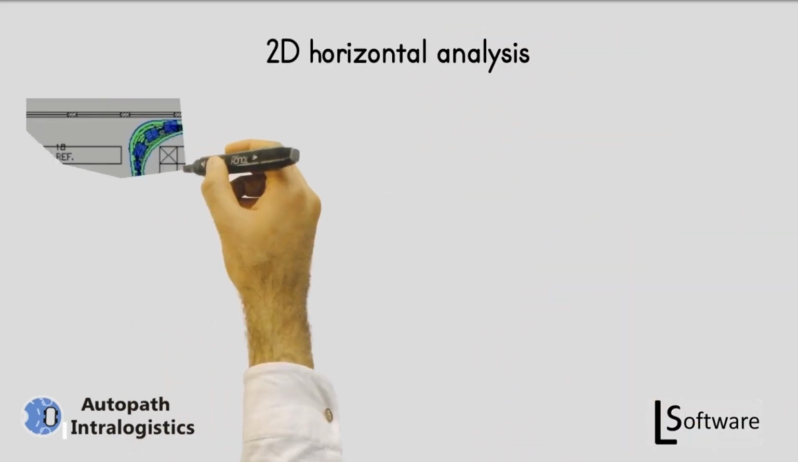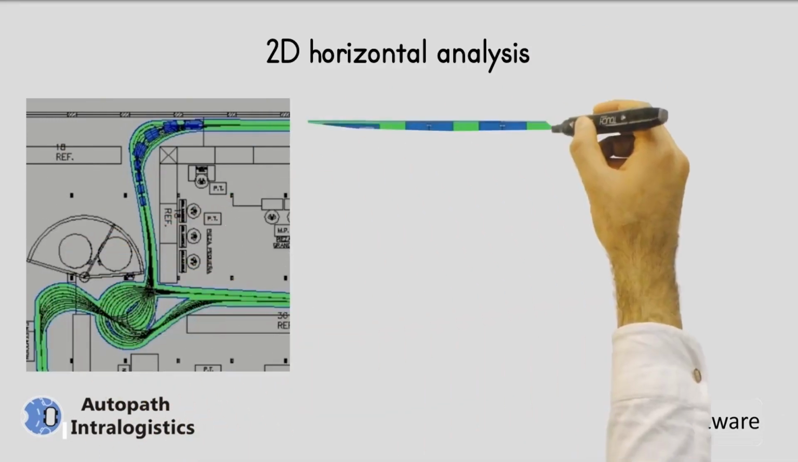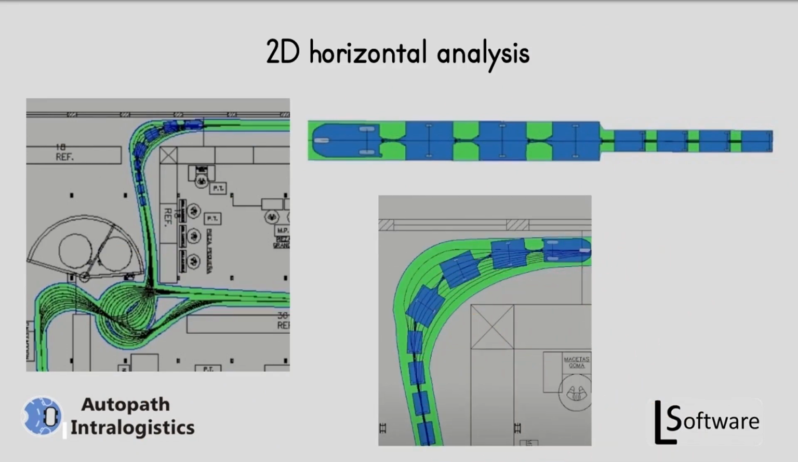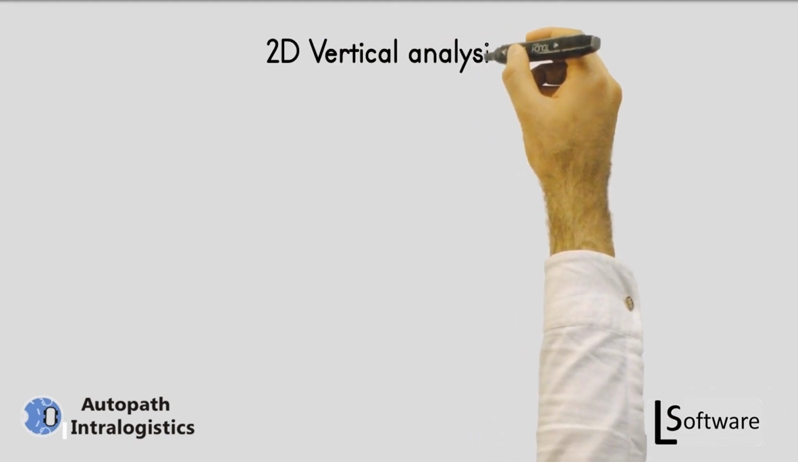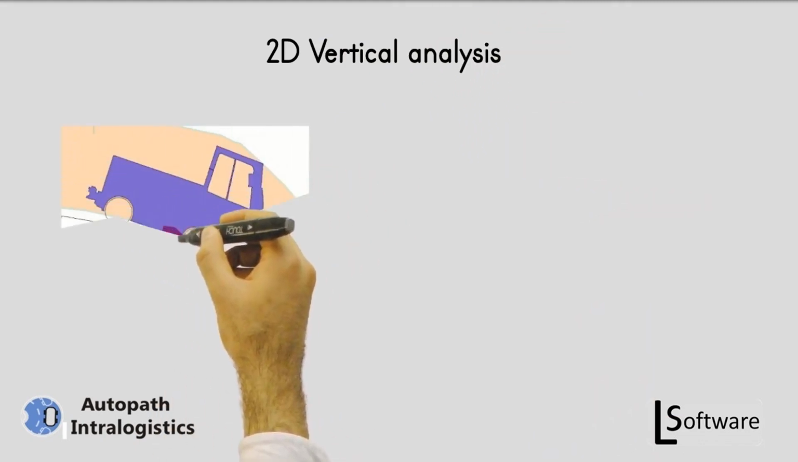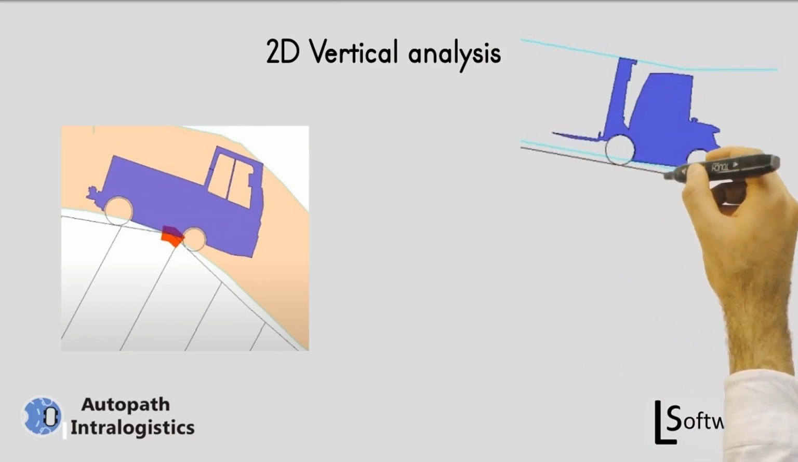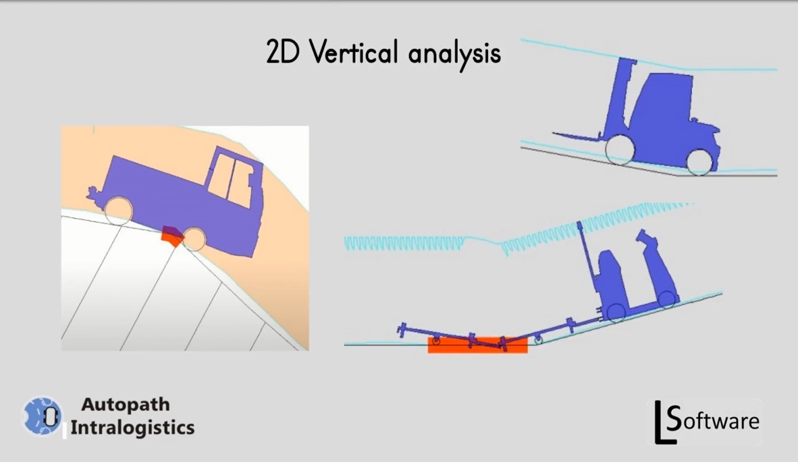In 2D horizontal analysis, it is possible to verify the vehicle's trajectory in a layout, checking stop positions, avoiding trailer collisions, and optimizing truck passages. In vertical 2D analysis, it is possible to verify the vehicle's trajectory in a vertical plane, avoiding trailer collisions on inclined terrains, elevated bridges, or objects hanging from the factory ceiling.